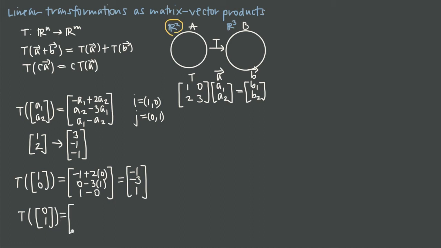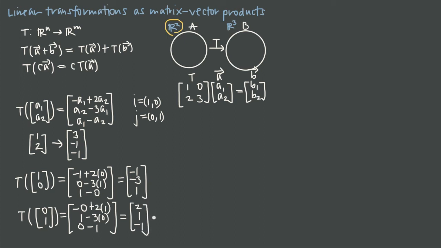And then we need to figure out what T is doing to j, the vector 0, 1. We're going to get there when we plug into the right-hand side. We'll get -0 plus 2 times 1. We'll get 1 minus 3 times 0, and we'll get 0 minus 1. And so the result there is 2, 1, and -1.